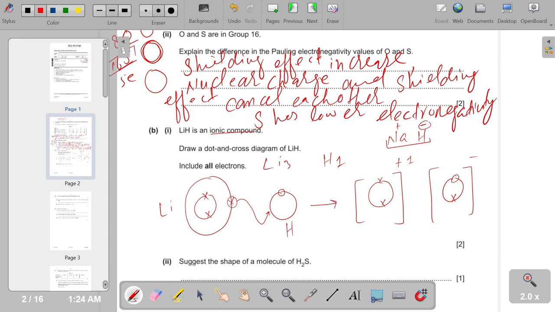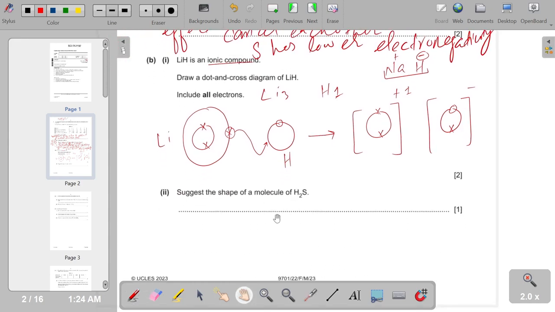The next question is, suggest the shape of the molecule of H2S. Sulfur is from group 6, so it has 6 electrons in its valence shell.